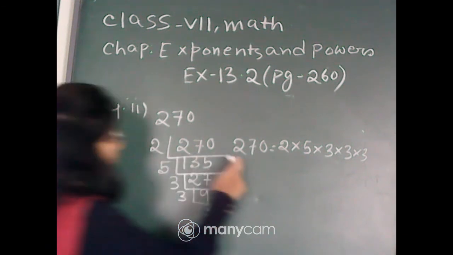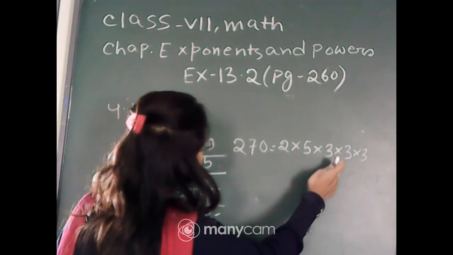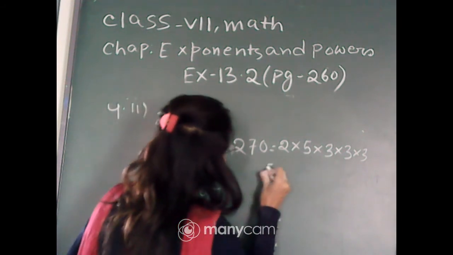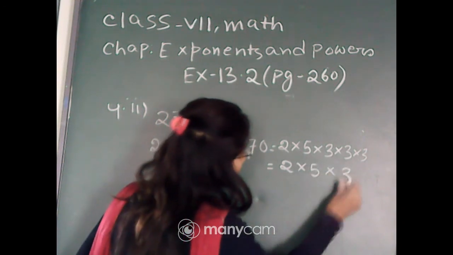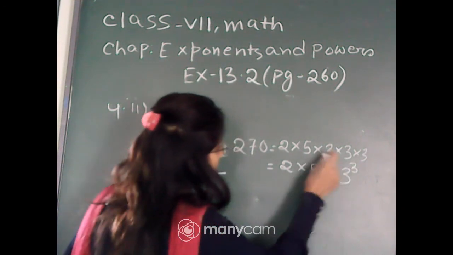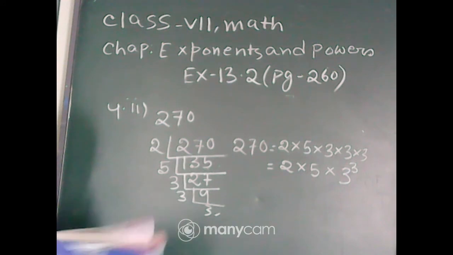So, 270 is equal to 2 into 5 into 3 into 3 into 3, and therefore, this is equal to 2 into 5 into 3 cube. Since here 3 is 3 times, the power of 3 will be 3. Is it clear to everyone?